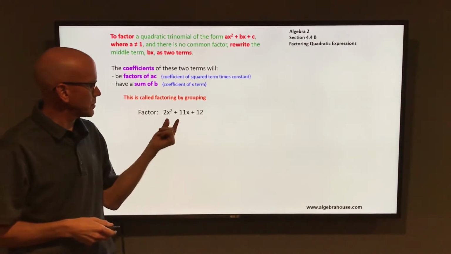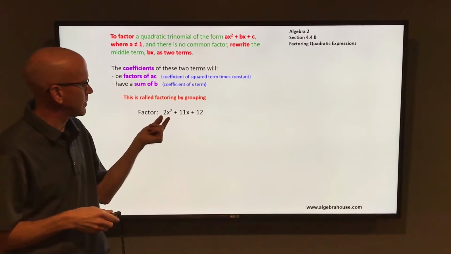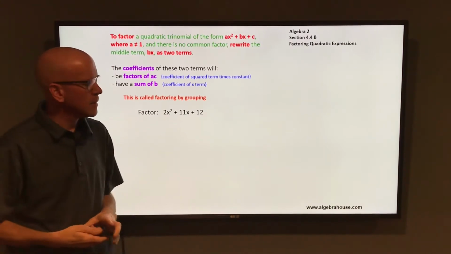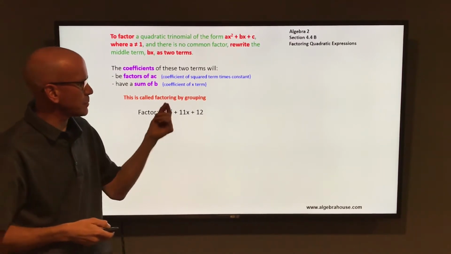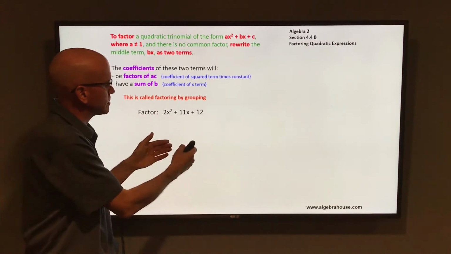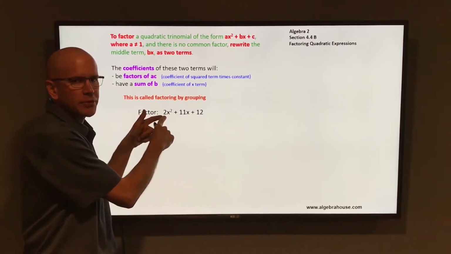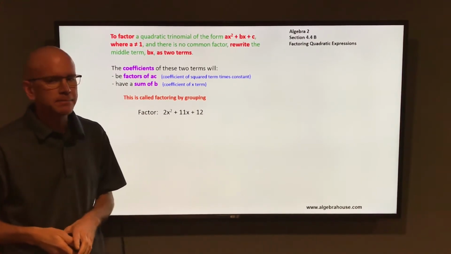So we're going to start with this one, 2x squared plus 11x plus 12. The first thing you notice is that the coefficient of x squared is no longer 1. Also, there is no common factor that you could factor out. So we need to do this process of factoring by grouping. We're still going to factor this into two binomials, but since there's now a number in front of the x squared, we have to do factoring by grouping.